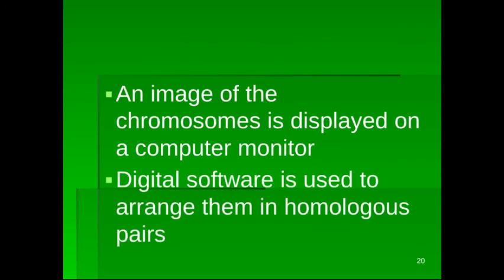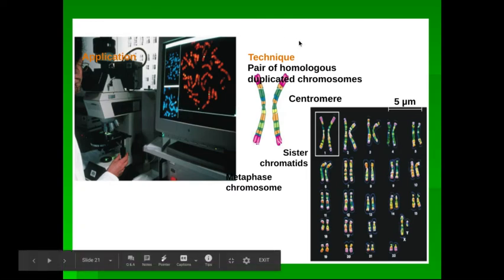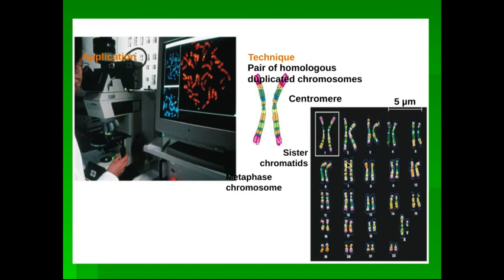So here, once the picture is taken of them, an image of the chromosomes is displayed, and it's used to arrange them in homologous pairs because they don't just always line up next to each other. And so they'll click and drag and find ones that are the same size with the same genes in the same location.